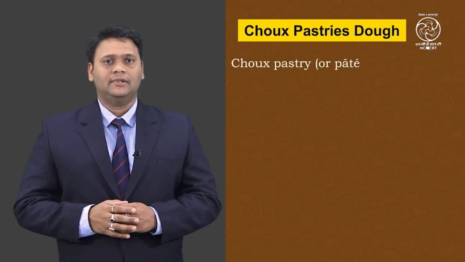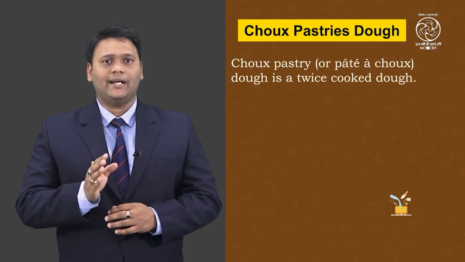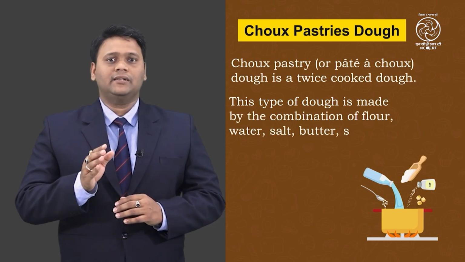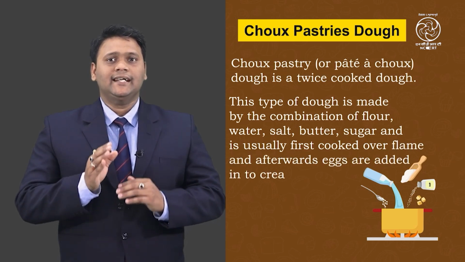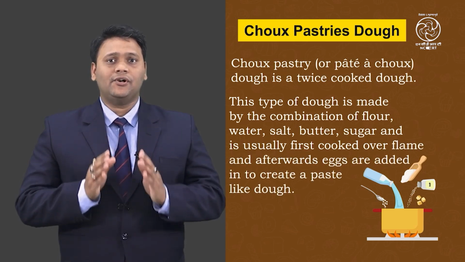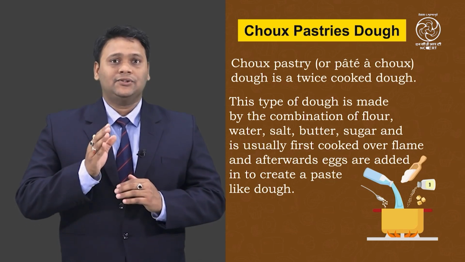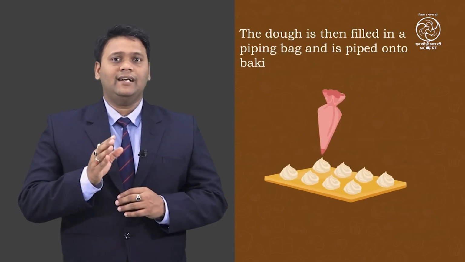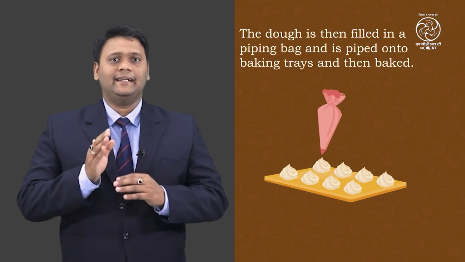Fifth is choux pastry dough. Choux pastry or pâte à choux dough is a twice cooked dough. This type of dough is made by the combination of flour, water, salt, butter, sugar and is usually first cooked over flame and afterwards eggs are added in so as to create a paste-like dough. The dough is then filled in a piping bag and is piped onto baking trays and then baked.